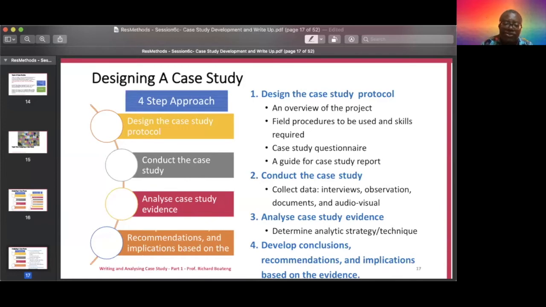After you have decided on the skill sets to use, you also need to develop your research questionnaire or your case study questionnaire that will cover all the themes you want to research. And then you also develop a guide for the case report. It will surprise you that these things I'm mentioning, you think may not be important.